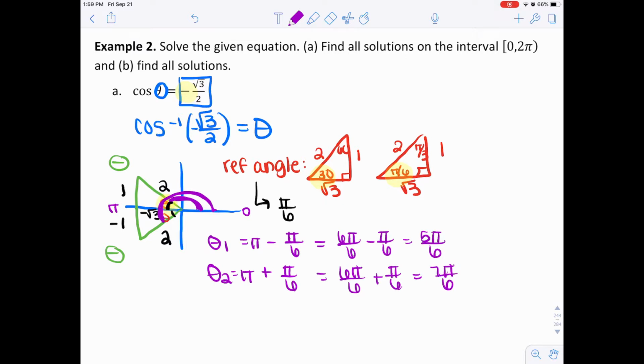So there are two solutions to the original equation on the interval 0 to 2 pi, and those two solutions are 5 pi over 6 and 7 pi over 6. To find all solutions, for each of our solutions, we need to add 2 pi k, where k represents any integer.